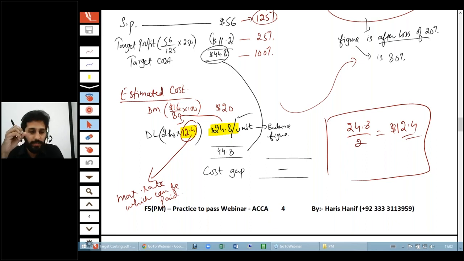You obtain the selling price from the market, you set your target profit, and you calculate the cost which is expected to be, that is the target cost. Then you calculate your own expected, estimated cost, and compare it in order to calculate the cost gap, which we had completed in the last class, yesterday.